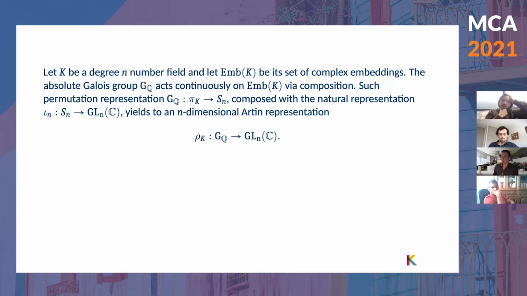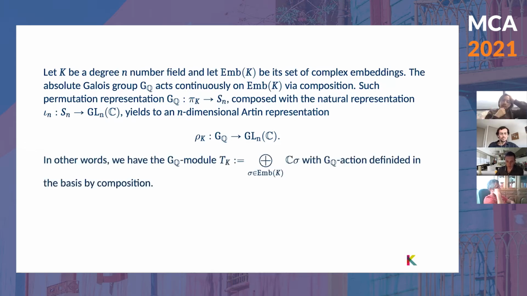That gives you a permutation representation, an n-dimensional permutation representation by permuting the roots, and by embedding Sn in GLn(C) in the natural way by the permutation matrices, you have an n-dimensional Artin representation. Now, the associated module to this representation is the free module given by the embeddings, right? That would be the analog to the Tate module. That is the analog, this representation, to the elliptic representation of the Tate module.